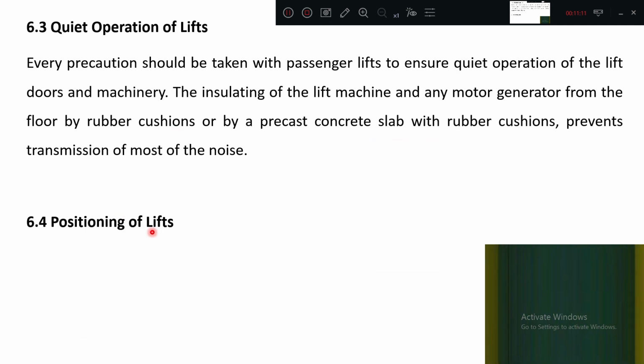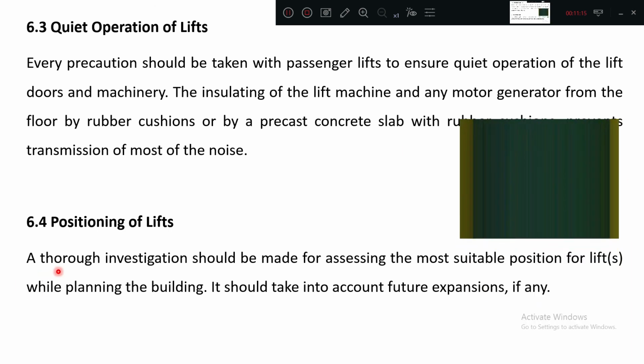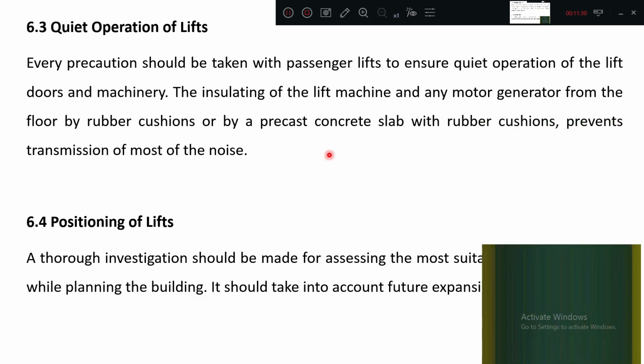Positioning of the lift, where you should position it. A thorough investigation should be made to assess the most suitable position for the lift, where exactly the total lift should come while planning the building. It should also take future expansion into account. Keeping in mind the future expansion of the building or apartment, the positioning of the lift should be made in the initial stage.